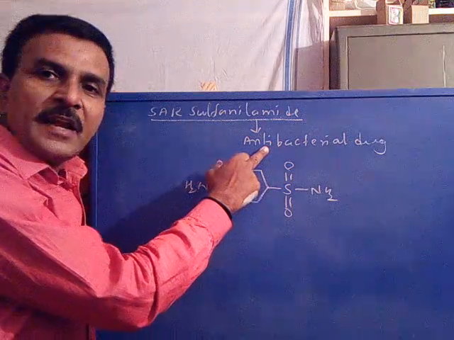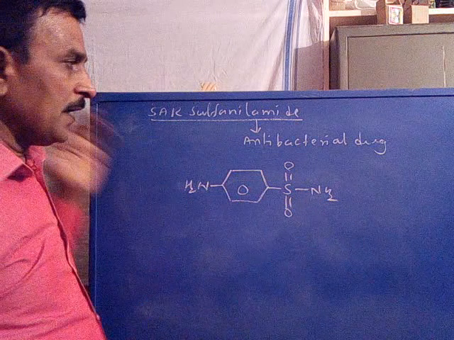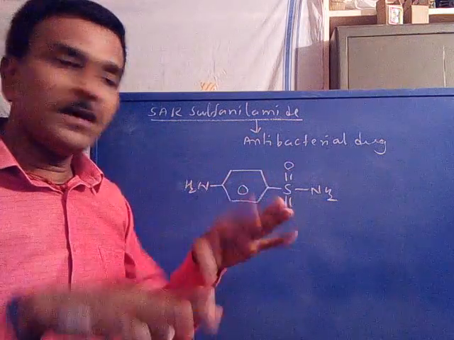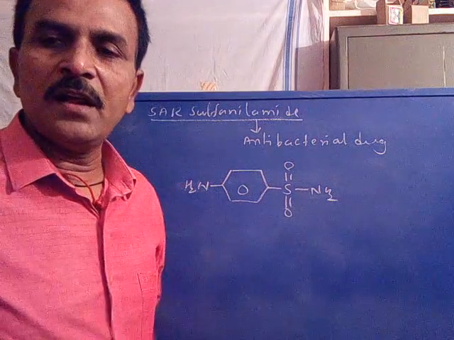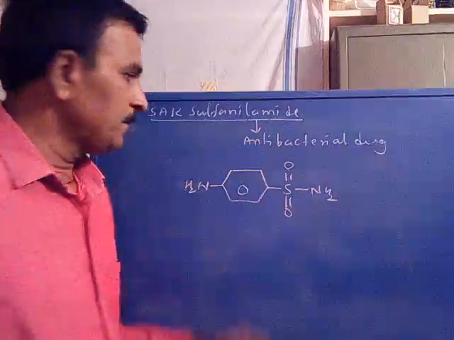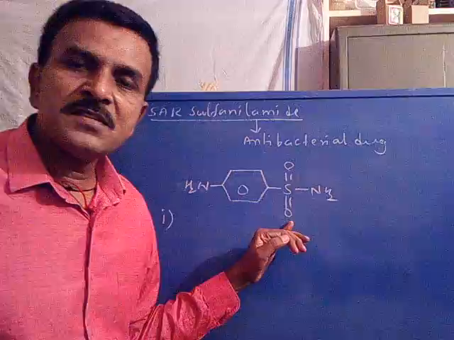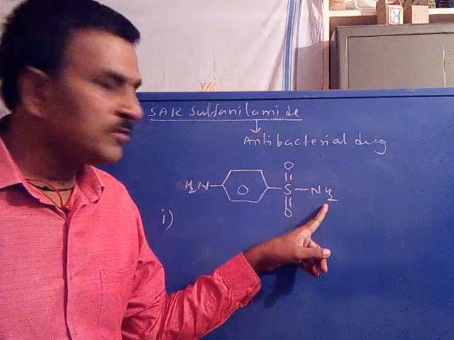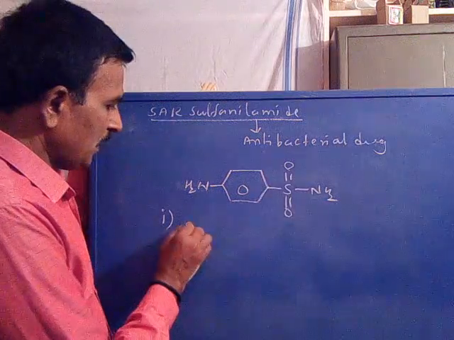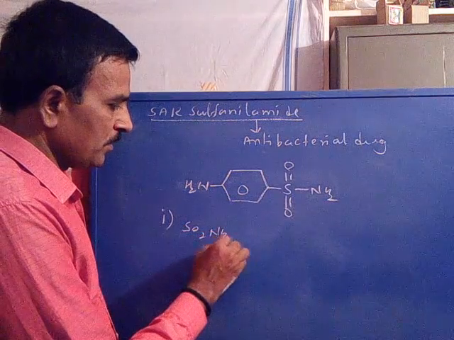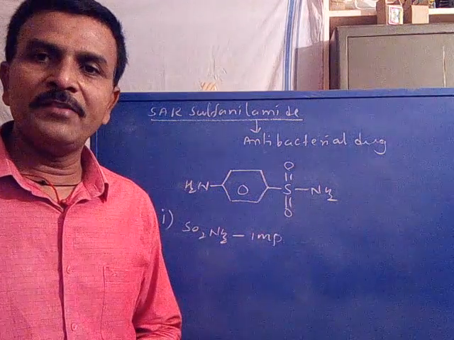Its antibacterial activity depends upon its structure. So we are going to study how it depends. Is it clear? How it depends. Number one, first one, the presence of the sulfonamide, SO2NH2 group, is essential for the activity. The SO2NH2 group is important, is essential for the activity.